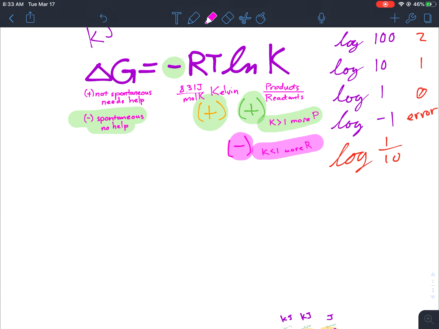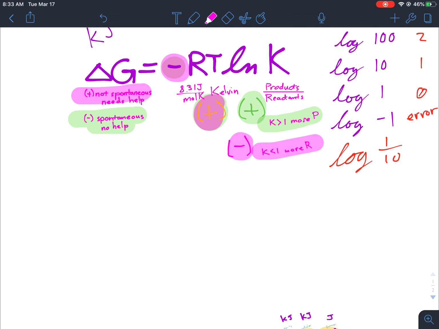And a negative number times a positive number times a negative number becomes what? Positive, not spontaneous. Okay, why is that important? Now think about how much logical sense that makes.